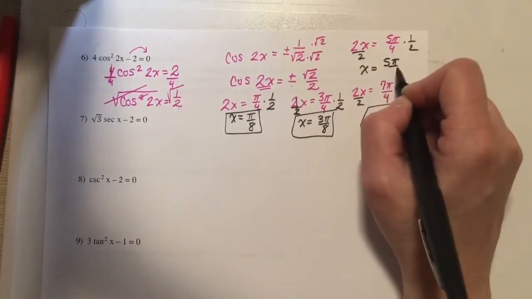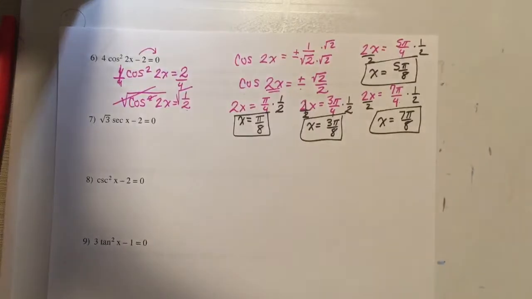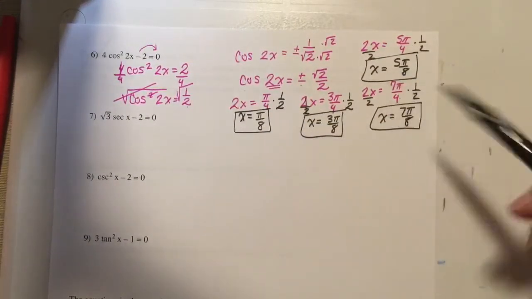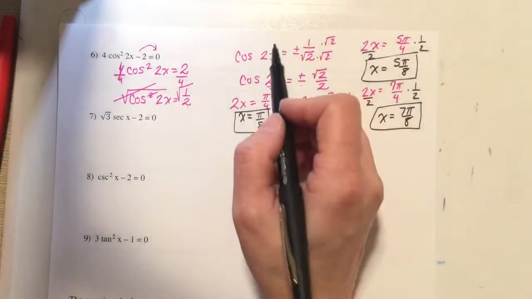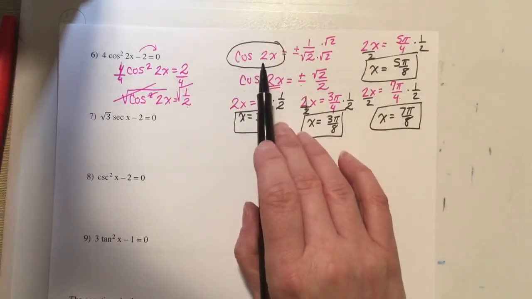This is 5 pi over 8. This problem has 4 solutions. Your solutions are the ones that I wrote in black, because you did have to get x by itself, but you don't do that until the very end. Once you have isolated your trig function, that's when it's time to go to the unit circle.